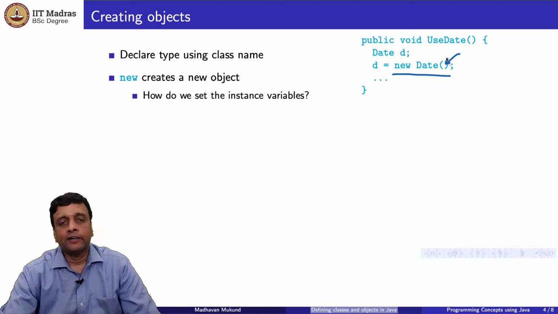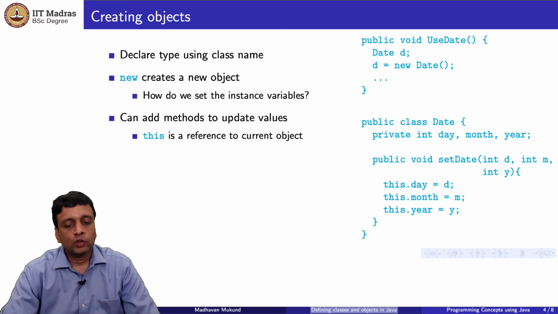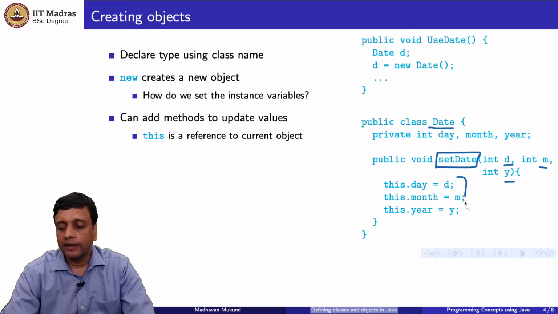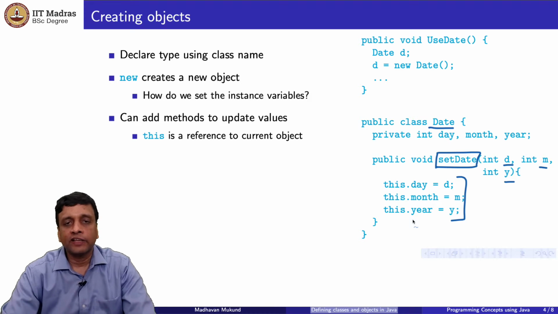Now we have created an object, it has some private day, month and year. So how do those get set? One way is for the class itself to provide functions to set it. For instance, inside this class Date, I could have a function called setDate, which takes a day, month and a year, and it sets the instance variables to the arguments.